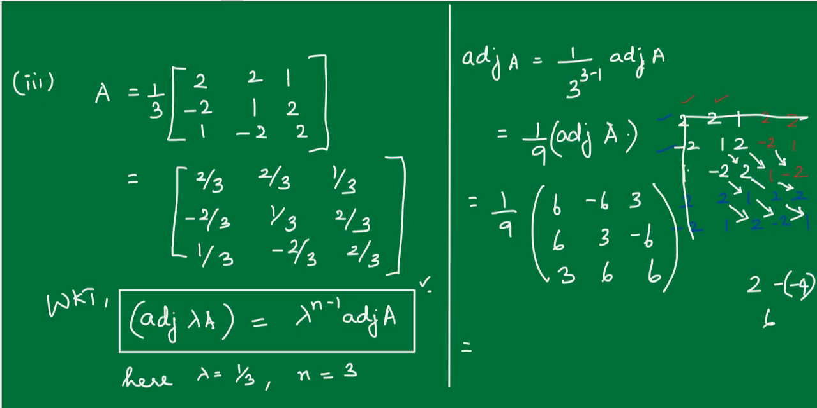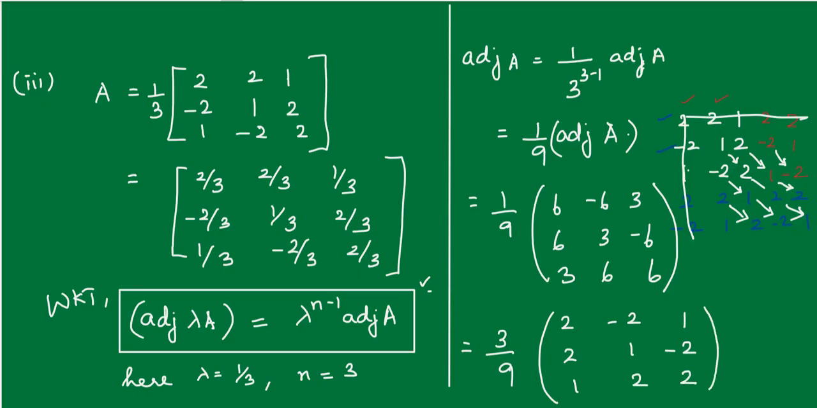Next, this is equal to, what is common inside the matrix? We know that 3 is common. Take out 3 by 9 into the matrix: 2, minus 2, 1, 2, 1, minus 2, 1, 2, 2. Now, adjoint of A. What is adjoint of A? Adjoint of A is 1 by 3 times the matrix. So, we have completed the first sum.